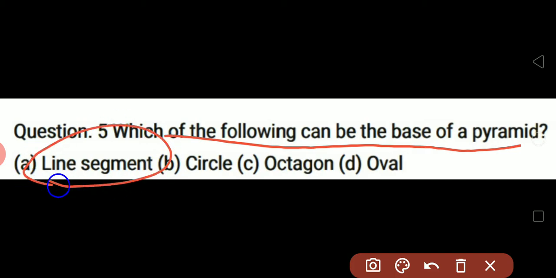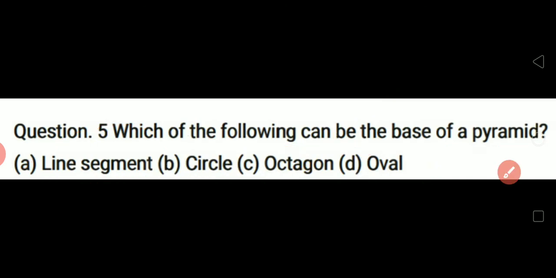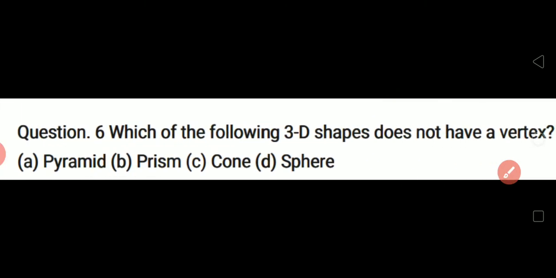So a line segment is not possible because a line segment is just a measurement, it is not a figure. A circle is a round shape, meaning it has a curved figure, so it is also not possible. An oval is also not possible. So octagon, yes, an octagon is a polygon, so it is possible to have an octagon at the base of the pyramid. Let us come to the next one.